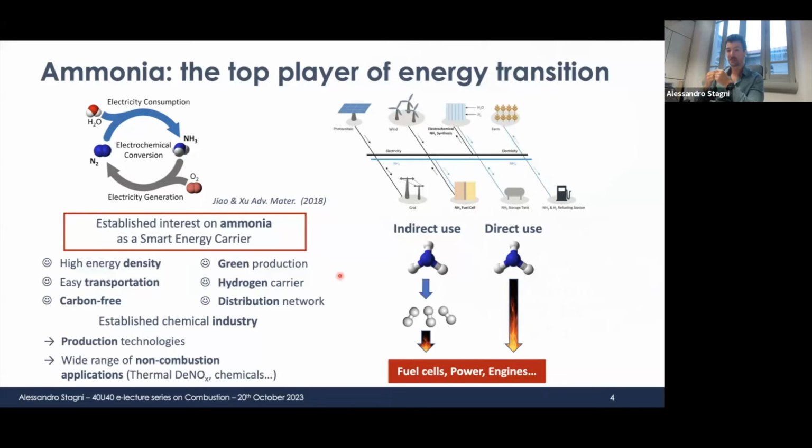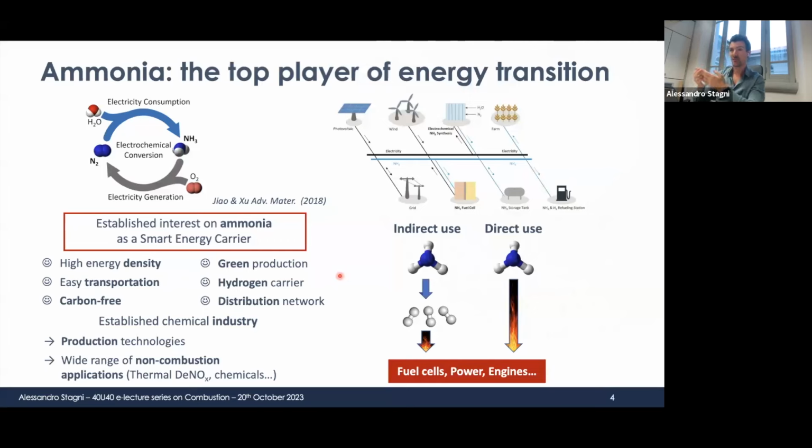And because of its physical properties, the high energy density, the ease of transportation, and especially its carbon-free nature, ammonia has become one of the top players of the energy transition. So starting from renewable energy, we can synthesize ammonia, and then when energy is needed, we can burn ammonia. So it's basically the same concept as a battery.